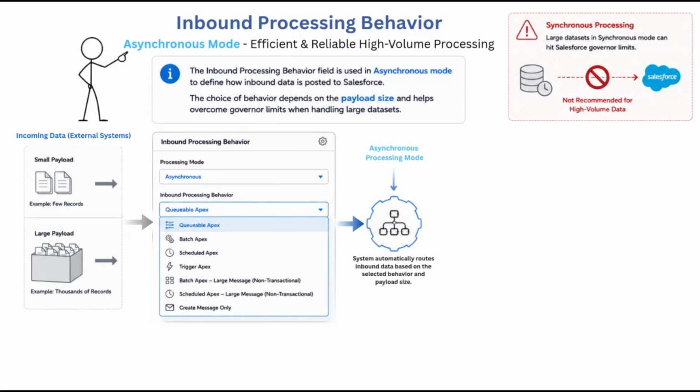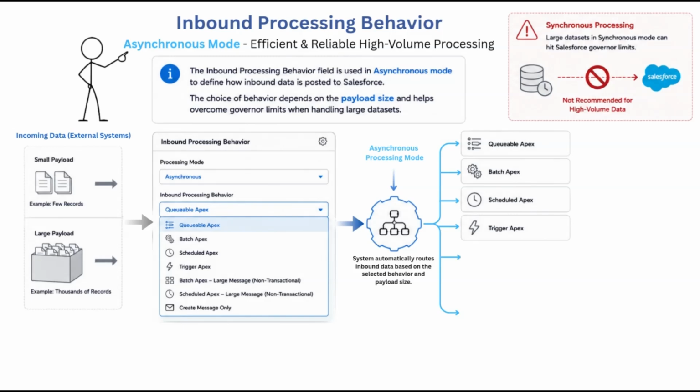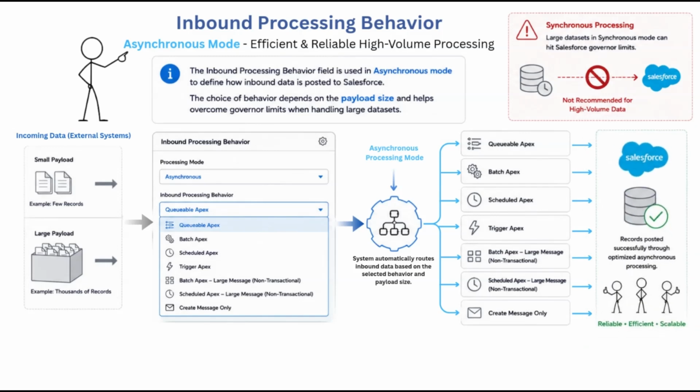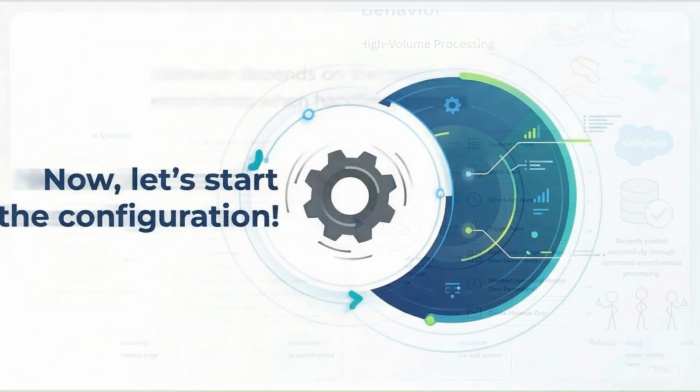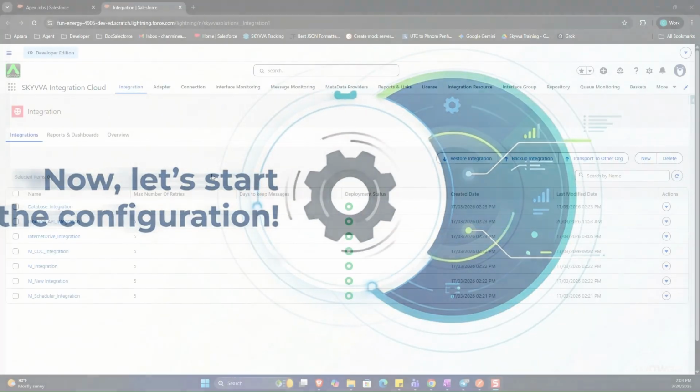Throughout this video, we'll examine the available processing options, including Queueable Apex, Batch Apex, Scheduled Apex, Trigger Apex, and the specialized large message processing modes. We'll also explain when each option is most appropriate and how they help ensure scalable and reliable data processing. By the end of this video, you'll understand how to select the right inbound processing behavior based on your payload size and integration requirements. Now, let's start the configuration.